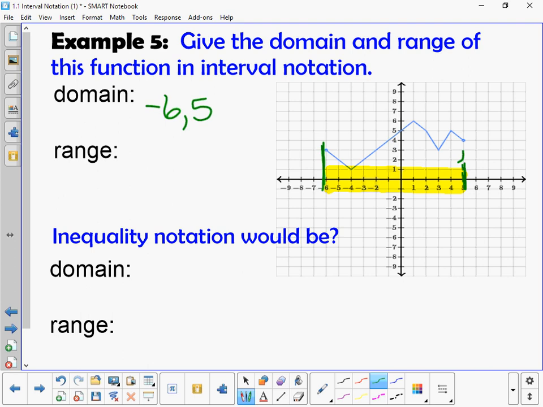And if we want to think about whether those ends are included or not, well, it looks like my graph is showing a closed circle on both ends. So we would use brackets to indicate that both of those values are included.